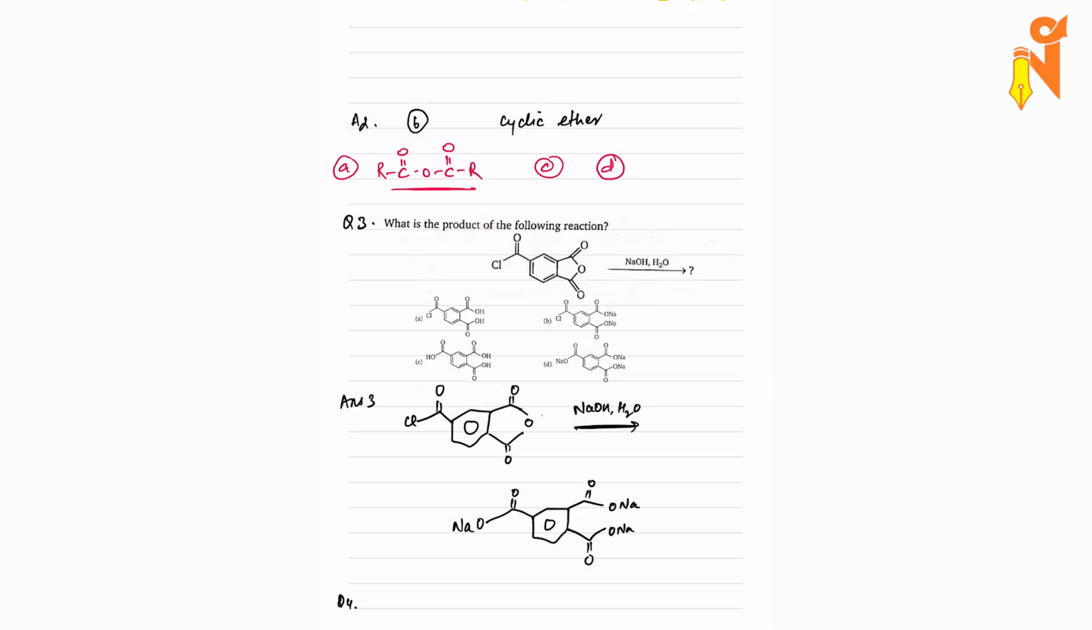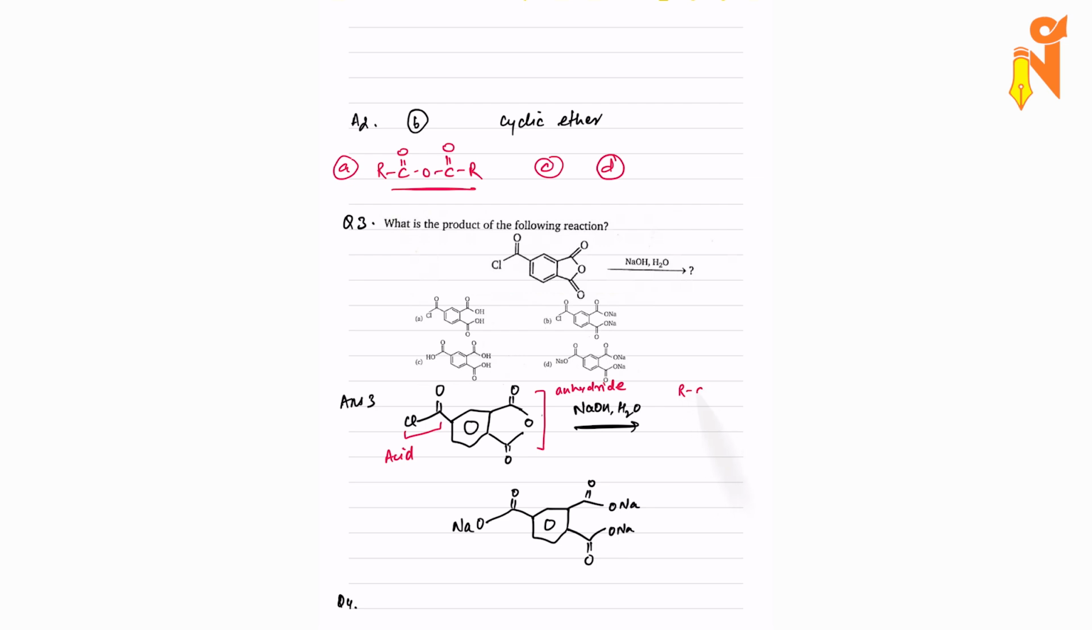Now come to question number 3. Which is the product of the following reaction? We have been given a compound, and first of all we identify the functional groups. There is an acid halide and there is an anhydride, so both types of groups are present. Anhydride and acid halide can both be hydrolyzed in the presence of a base. So basic hydrolysis is possible in both cases.